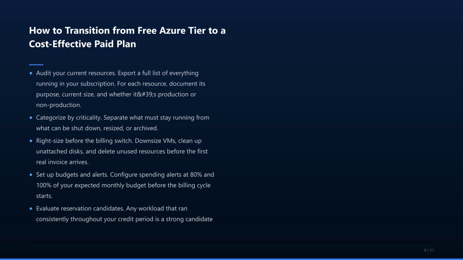Set up budgets and alerts. Configure spending alerts at 80% and 100% of your expected monthly budget before the billing cycle starts. Evaluate reservation candidates. Any workload that ran consistently throughout your credit period is a strong candidate for a 1-year reserved instance. Pick the right support plan. The developer plan, $29 per month, suits most SMBs starting out. You don't need Premier support until your Azure footprint grows significantly. For teams going through a broader migration, our Azure Migration Services for Businesses, a beginner's guide, walks through the full lifecycle from planning to go-live.